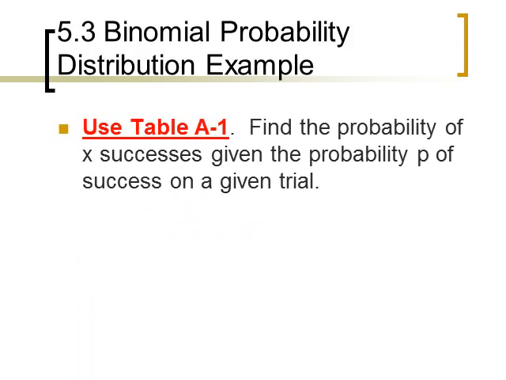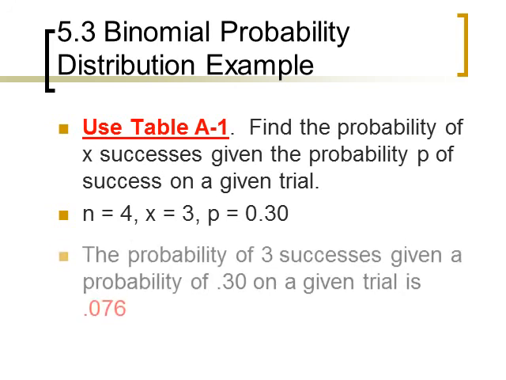Here we're going to practice using table A1 to find the probability of X successes given the probability P of a success on a given trial. So we're told that N equals 4, X equals 3, and P equals 0.30. So we have 4 trials. We're trying to find the probability of getting 3 successes out of 4 trials, and the probability of a success for a single trial is 30% or 0.3.